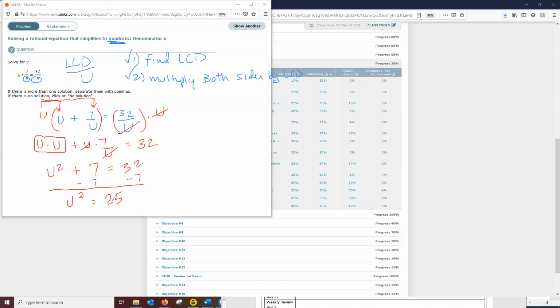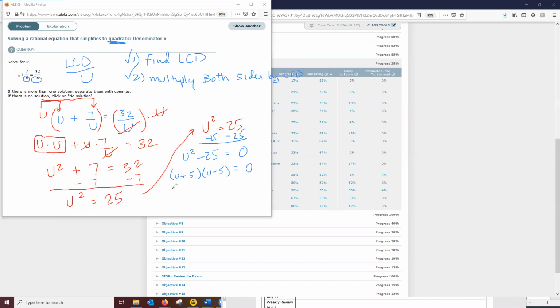Okay, now I want to try to solve this equation. There's a couple of ways I can solve this. Maybe one way I could solve it is, with quadratic equations, it's a good idea to get the equation set equal to 0. So I'm going to subtract 25 from both sides. That's going to get me u squared minus 25 equals 0. On the left side, I can factor this as the difference of two squares.